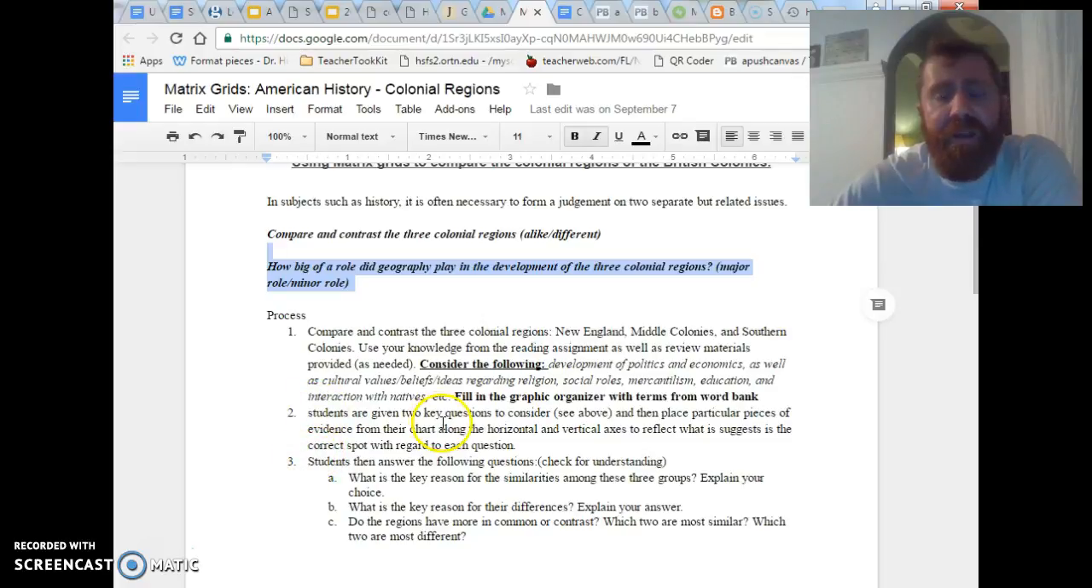After you're done plotting the terms from the word bank and from your graphic organizer, once again, I should not just see the terms from the word bank, I should see more than that.